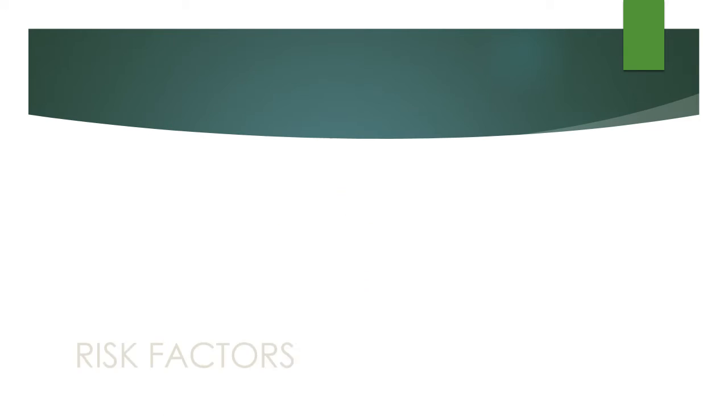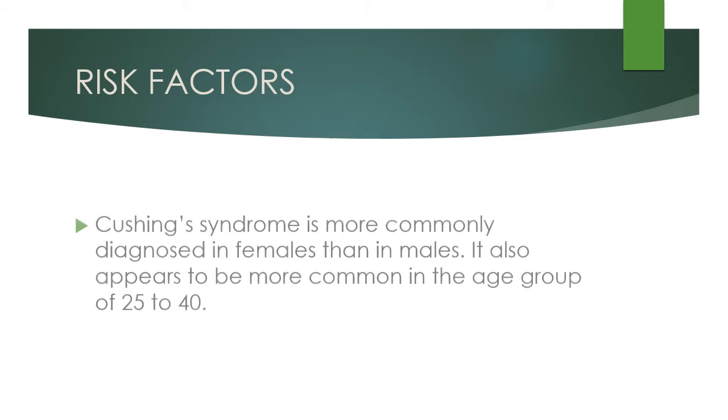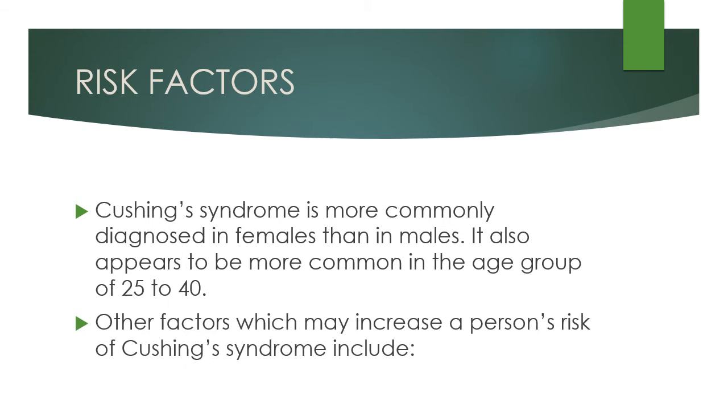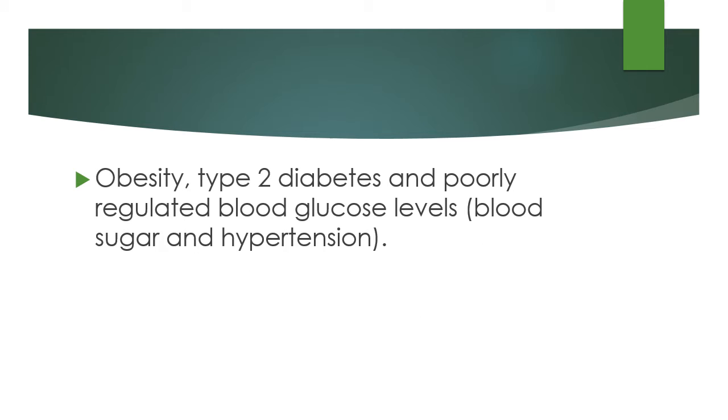Risk factors: Cushing's syndrome is more commonly diagnosed in females than in males. It also appears to be more common in the age group of 25 to 40. Other factors which may increase a person's risk of Cushing's syndrome include obesity, type 2 diabetes and poorly regulated blood glucose levels, blood sugar, and hypertension.